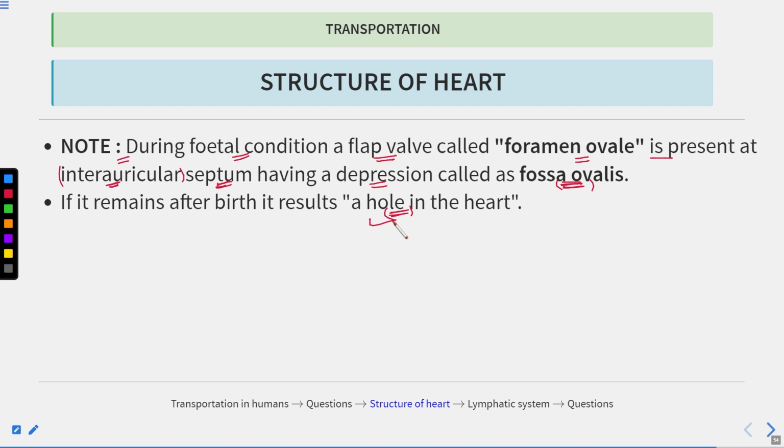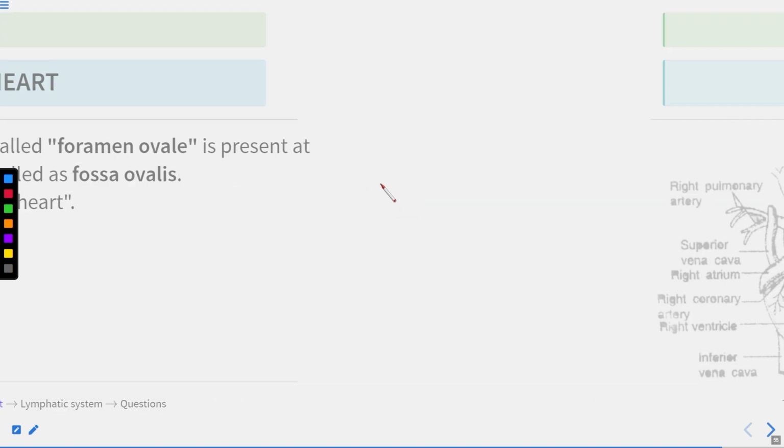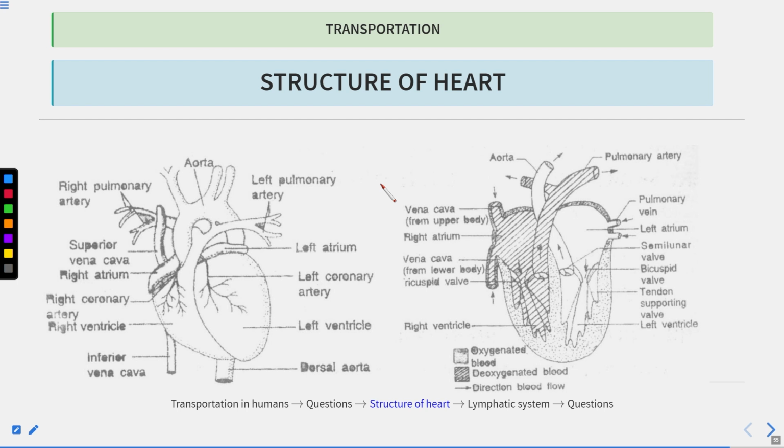Again, in the fetal conditions, a flap valve known as the foramen ovale is present in the interauricular septum, and there is a depression there known as the fossa ovalis, and this forms the hole in the heart. This needs to be fixed, otherwise there will be loss of blood and the person can die also.